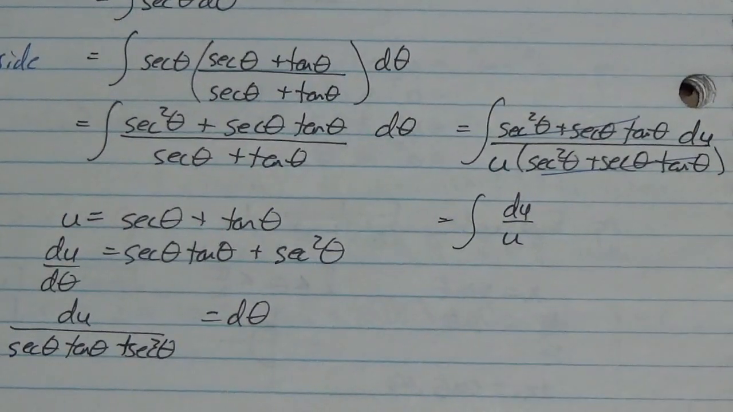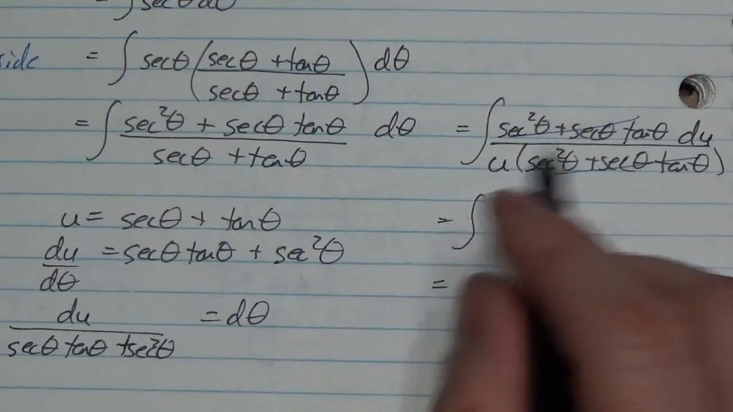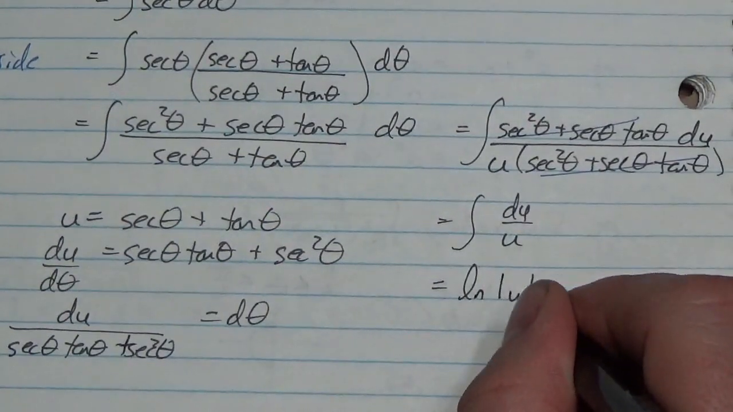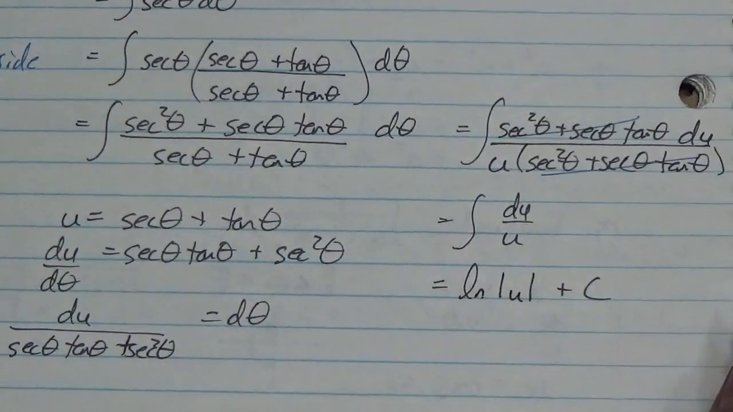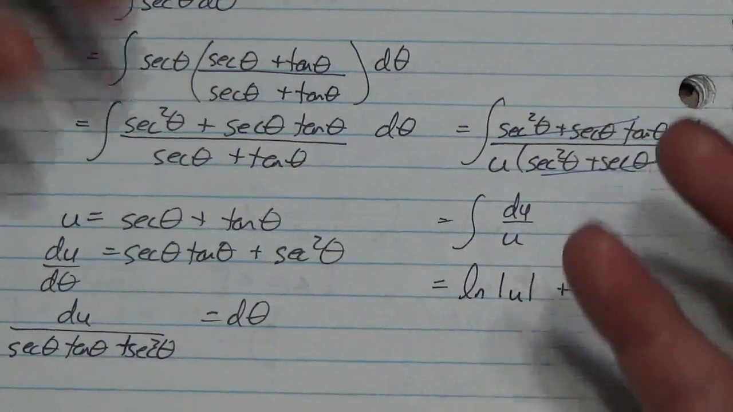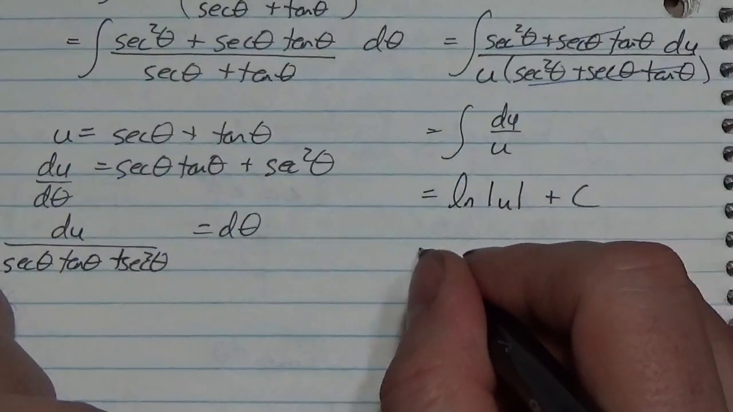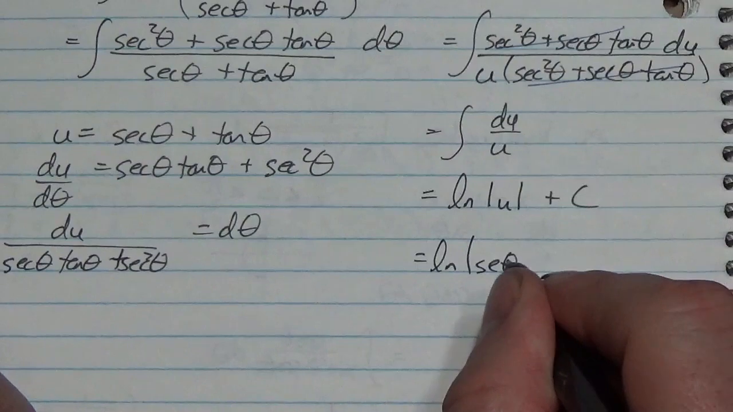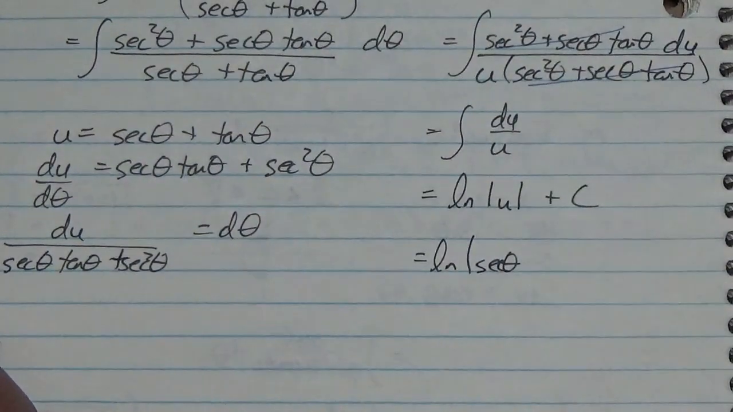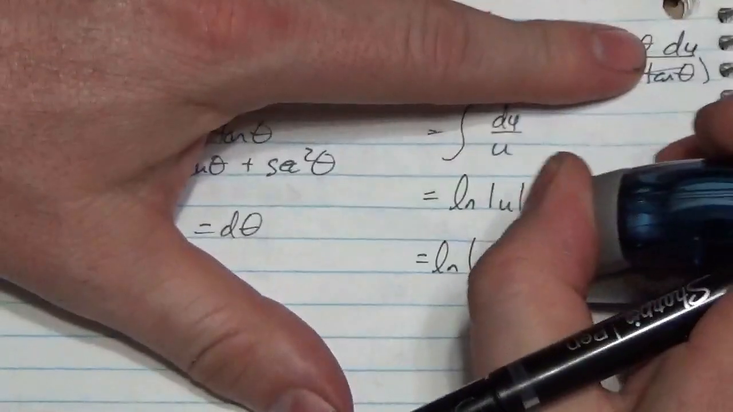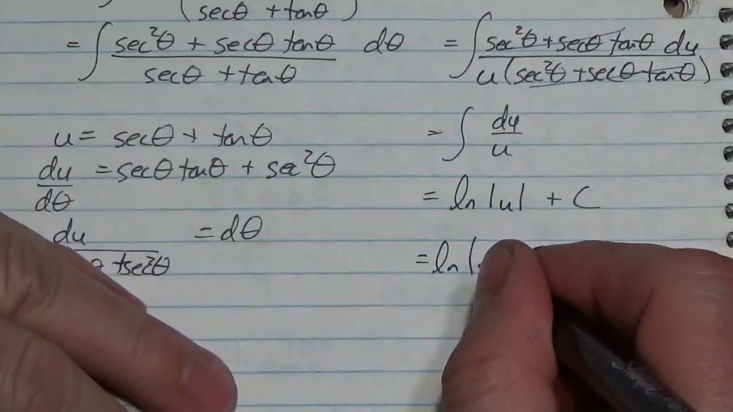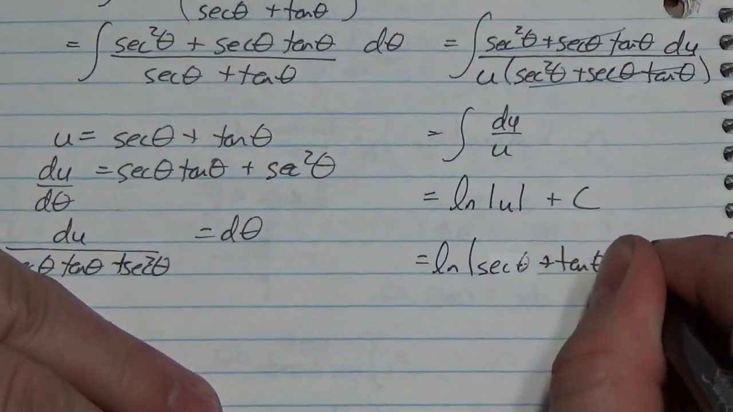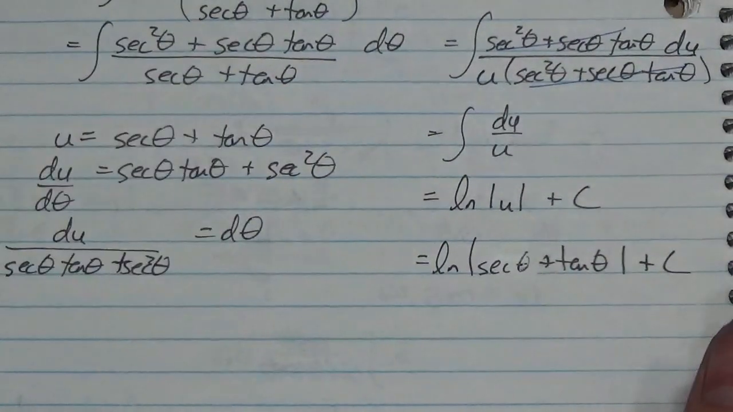And it's amazing that that works out as beautifully as it does, because this now becomes the natural log of the absolute value of u plus c. Now I take that back because I know what u is. u is secant theta plus the tangent of theta, all in absolute values.